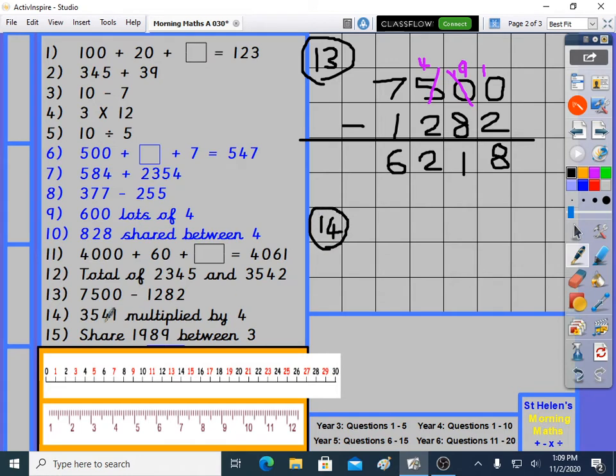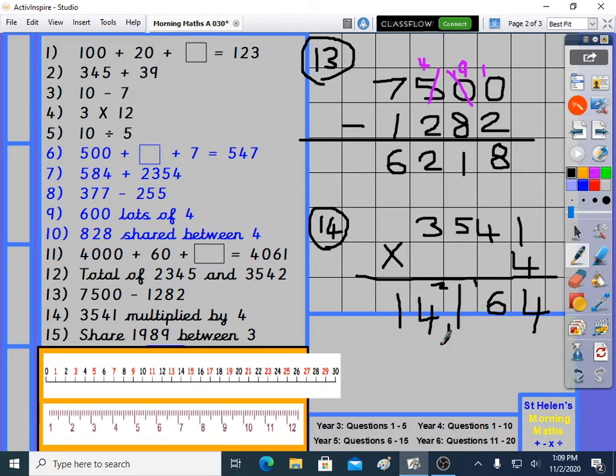Question 14. What are we on now? Multiplication. Standard method. Times 4. 4 times 1, 4. 4 times 4 is 16. 4 times 5, 20, plus 1, 21. 4 times 3, 12, plus 2, 14. I'm quite happy with that one actually.